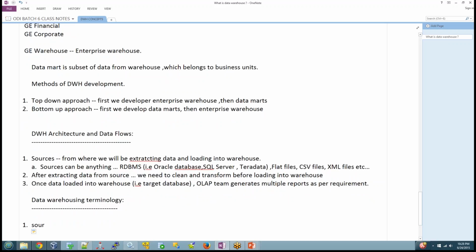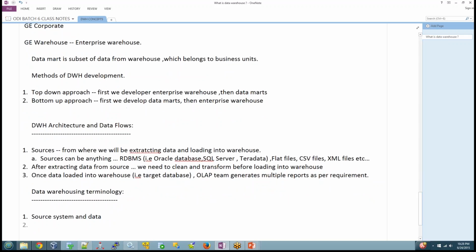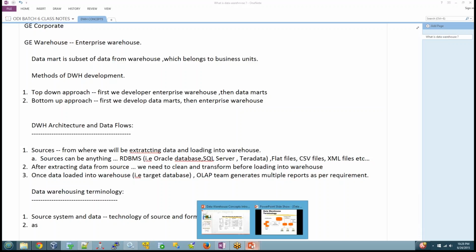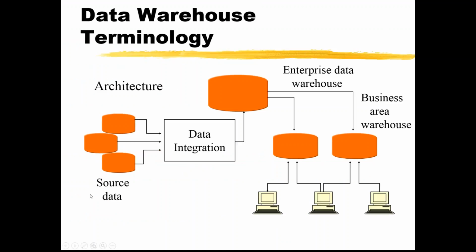First is the source data, the source system and the data. What are the sources, from where are we extracting the data, and what is the type of data in the source system? The technology of the source and the format of the source data. This is what we need to identify: source system and data. This is your source data.